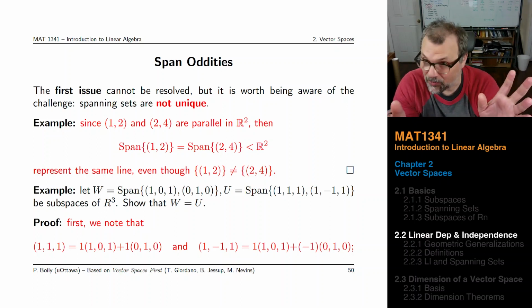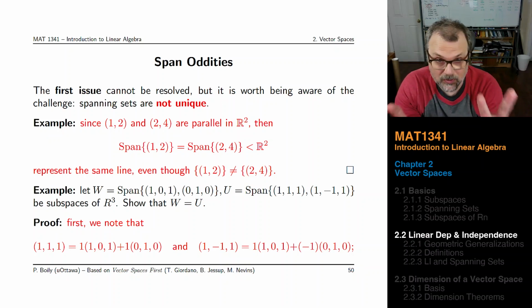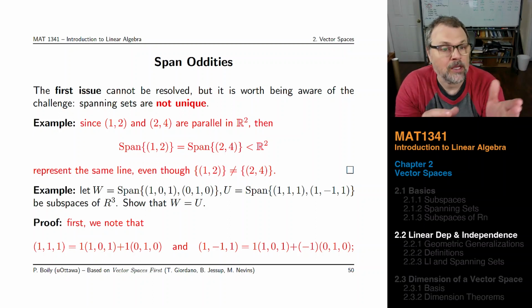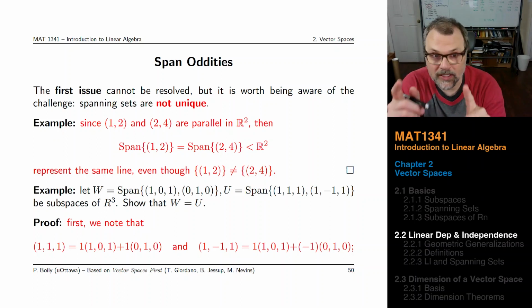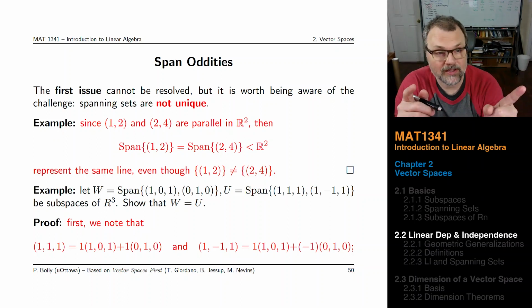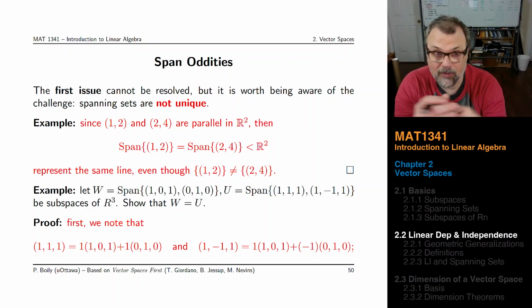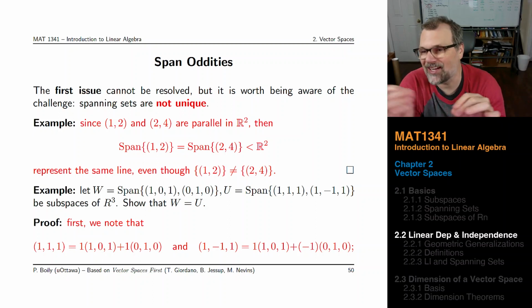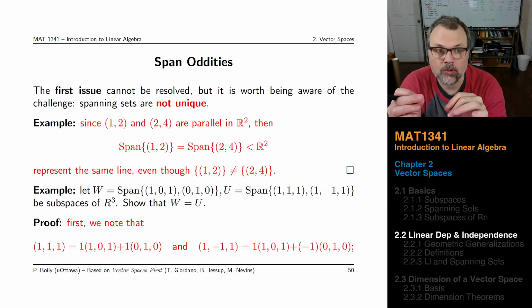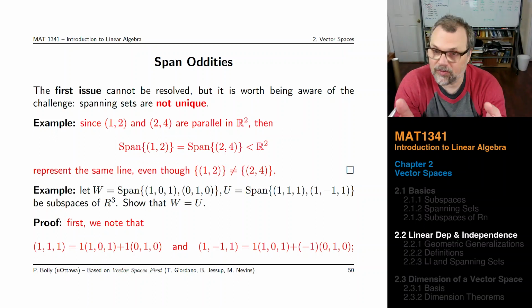Now we saw an example, right? We had two spanning sets that had two vectors each. The span of both of these pairs of vectors was the same in both cases. Here's another example. There's one vector each. The spanning sets are (1, 2) and (2, 4). These are parallel vectors. They represent the same direction in R2. And so their spans have to be the same.